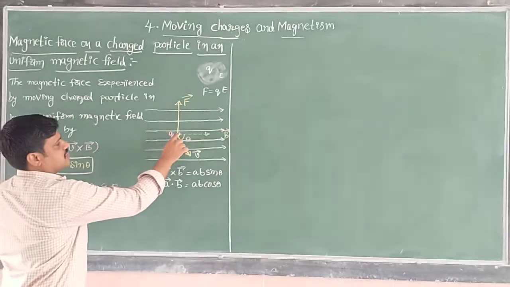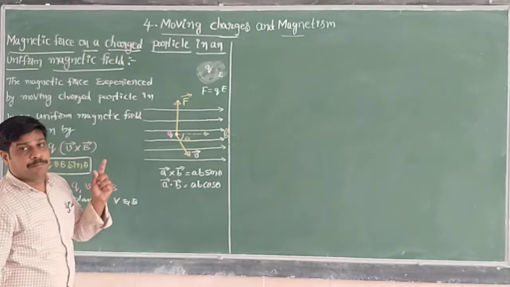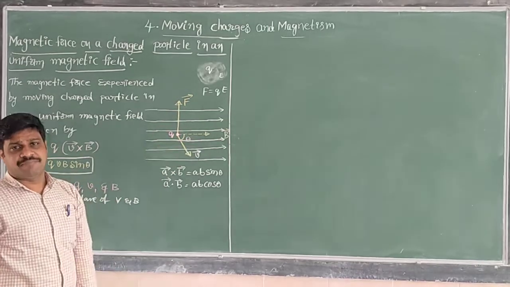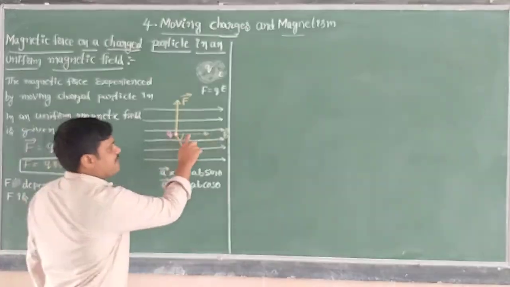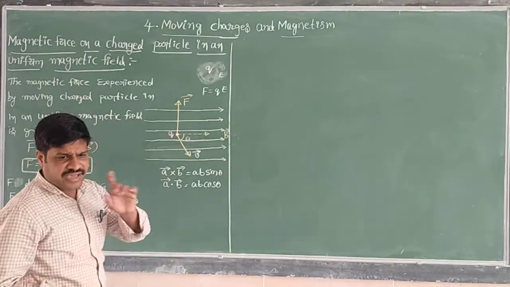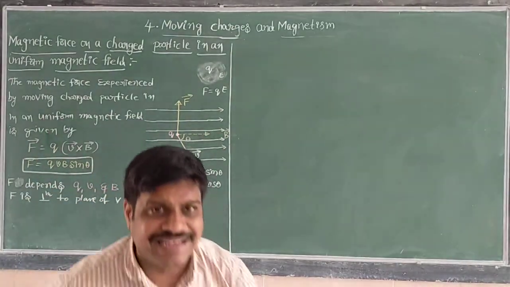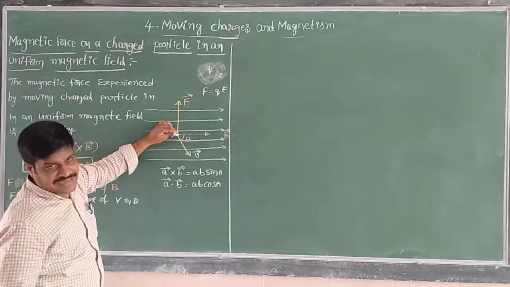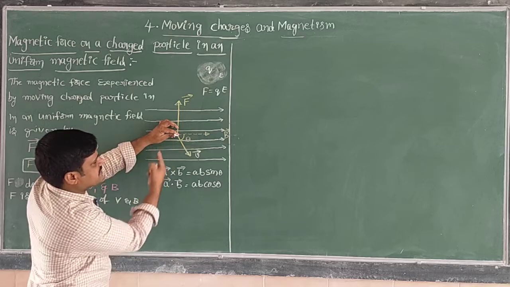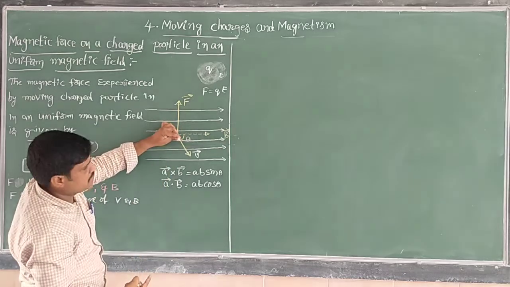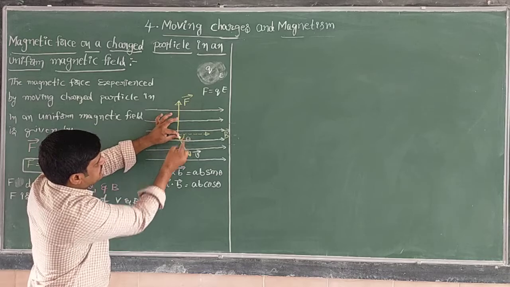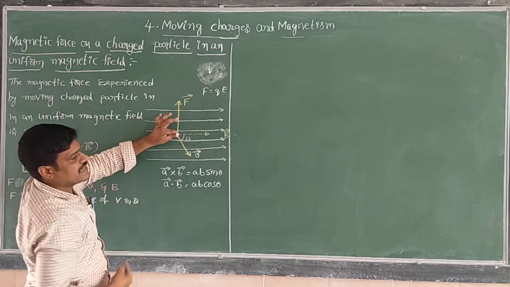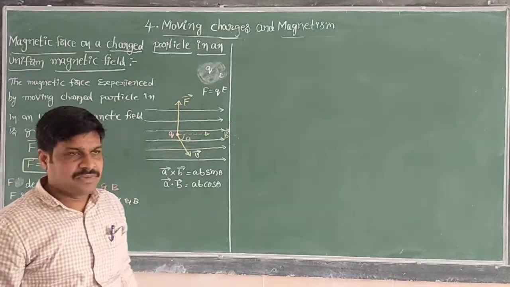Suppose this charged particle is moving perpendicular to the direction of the magnetic field. Actually, the direction of the magnetic field is like this. Here, perpendicular means exactly towards you, vertically out of the board. Suppose it is perpendicular like this. In that case, the force becomes maximum.